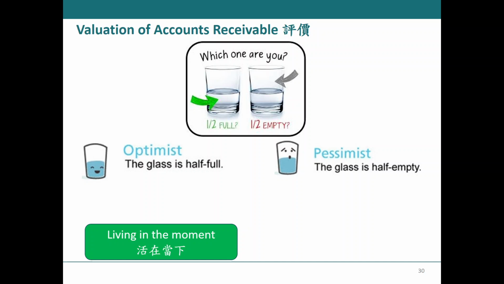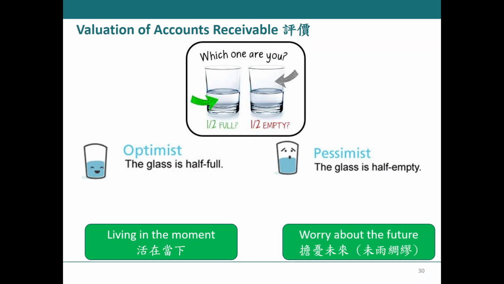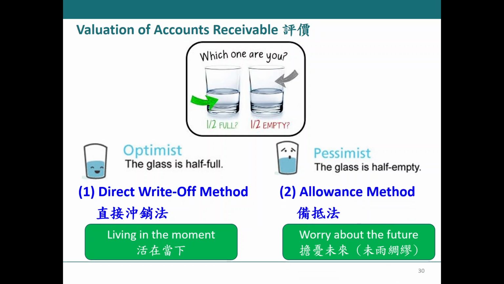If you are pessimistic, you will think what? Oh, you worry too much. Even though it hasn't happened yet, you still worry. What if it happens in the future, tomorrow? Then what should we do? So there's a difference. If you are optimistic, you will use the direct write-off method, 直接冲销法. If you are pessimistic, you worry too much, even though it hasn't happened yet, you will use the allowance method.